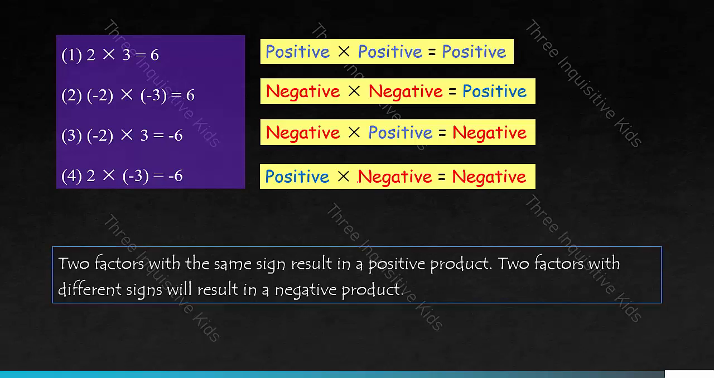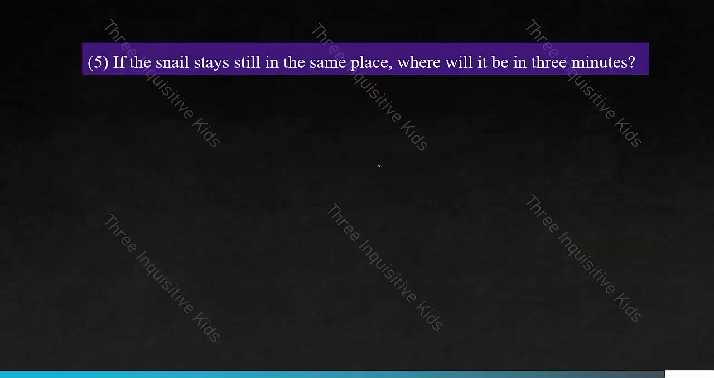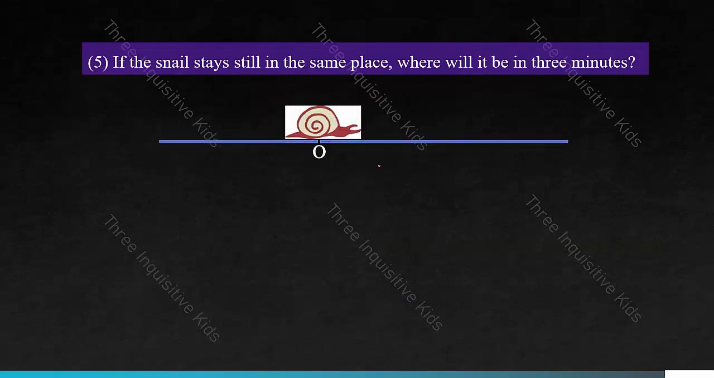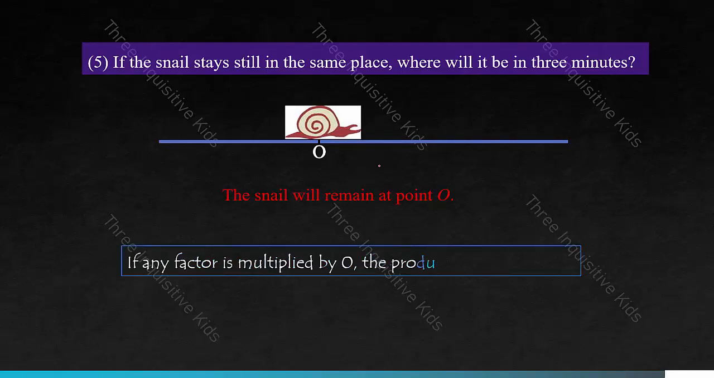Two factors with the same sign result in a positive product. Two factors with different signs will result in a negative product. If the snail stays in the same place, where will it be in 3 minutes? The snail will just remain at point O, because it's moving 0 centimeters per minute. It moves for 3 minutes, so 0 times 3, which just gives us 0.